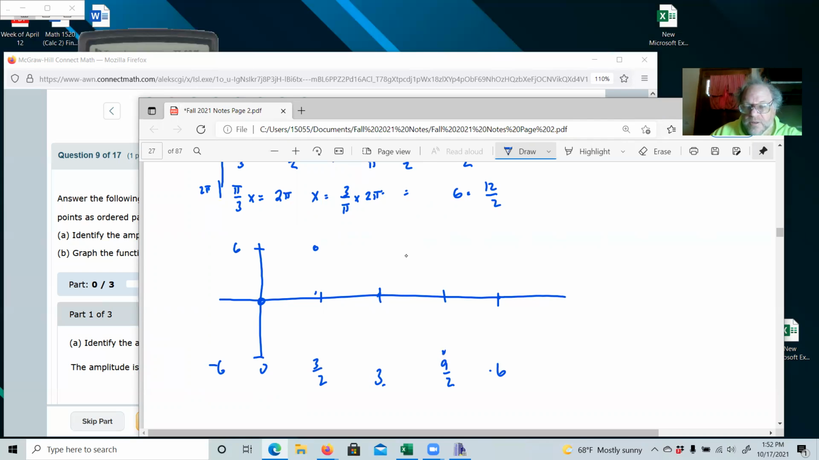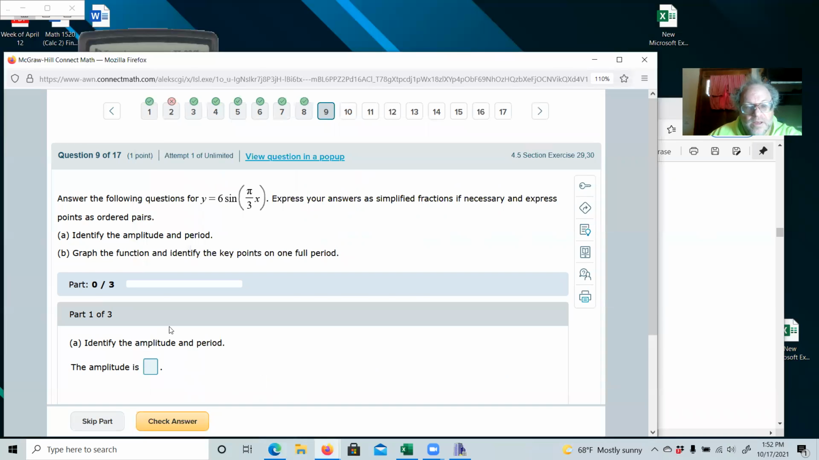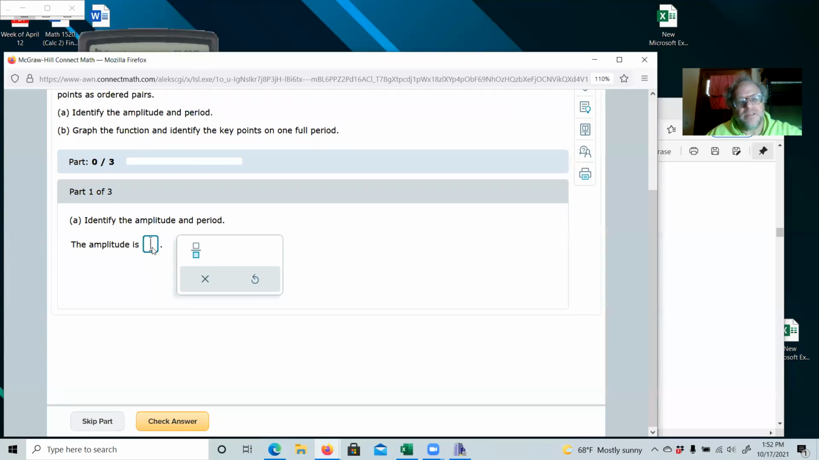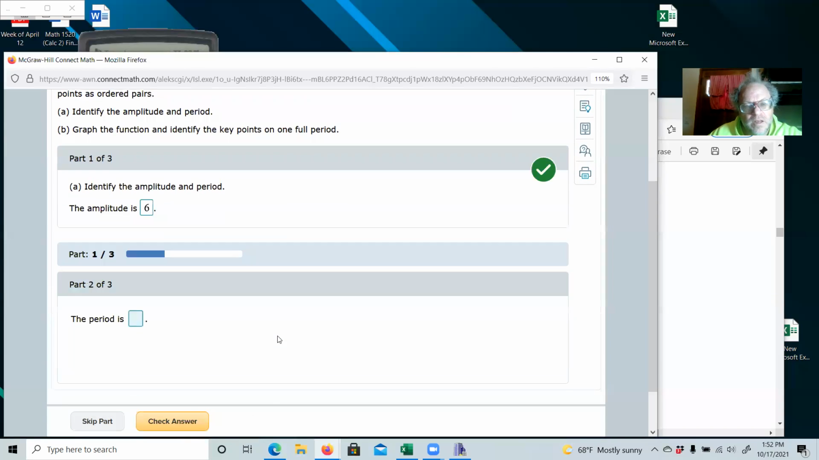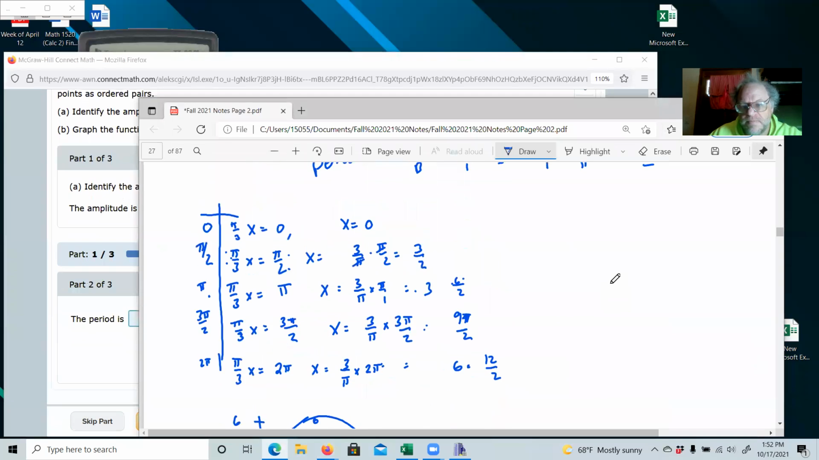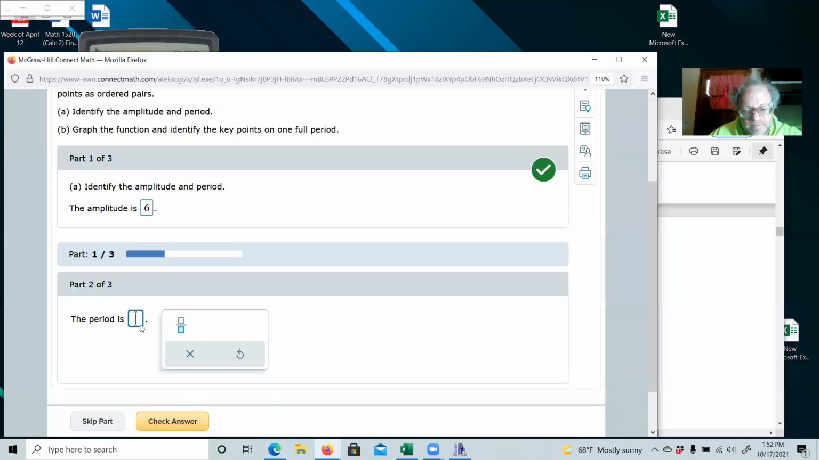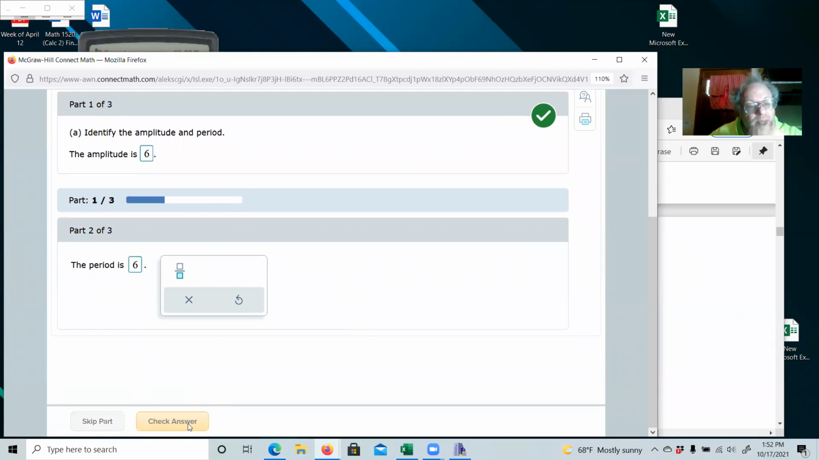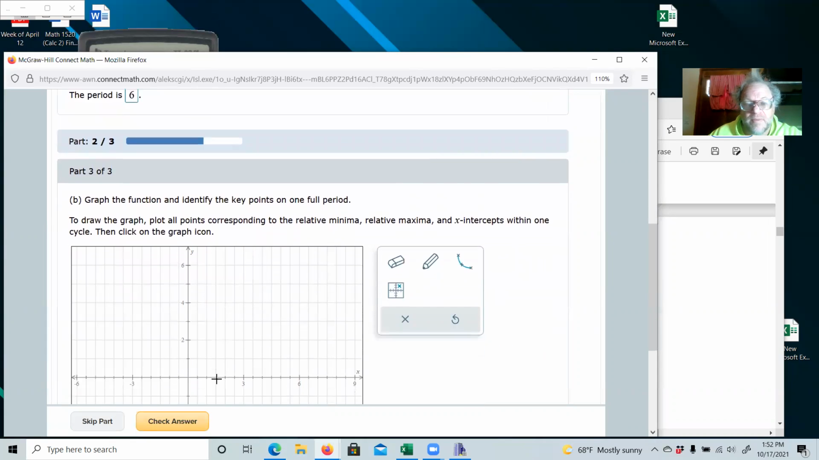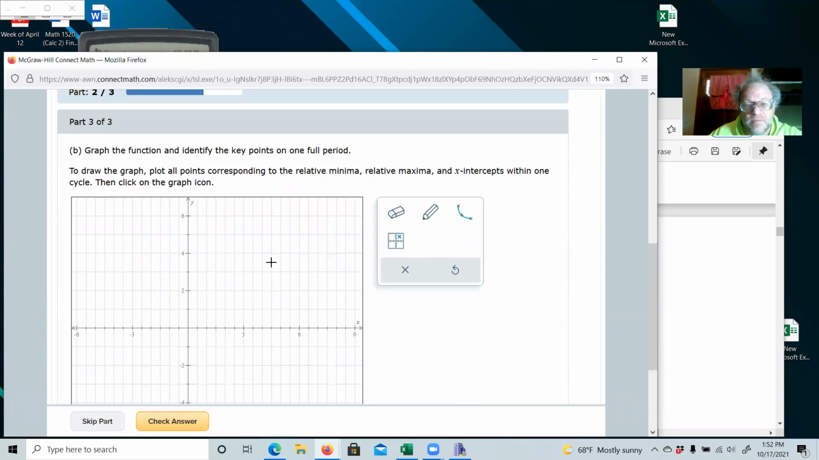So let's go ahead and graph. So amplitude, period, the amplitude is 6. Check answer. The period was 6. And then we're going to graph the function. So we're going from 0 to 6. So we'll say 0, and then halfway between here, we're going to be up here at 6.